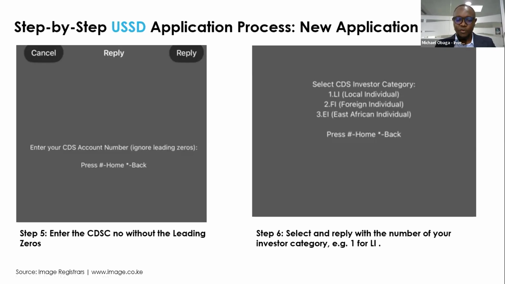Now, we've categorized investors: you might be a local individual, so you choose 1, which is LI. It can be a foreign individual, in case you are a foreigner but you have a CDS account with NCBA or locally. And then number 3, it can be an East African individual. Maybe you belong to one of these East African community member states, but you have a CDS account in Kenya or in NCBA, therefore you enter accordingly.